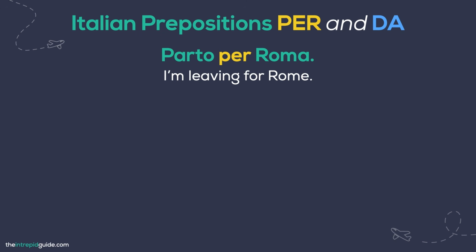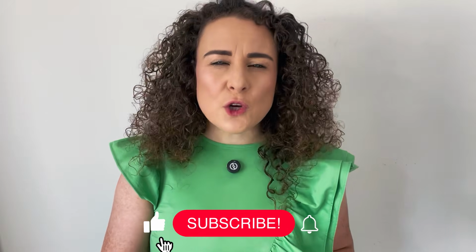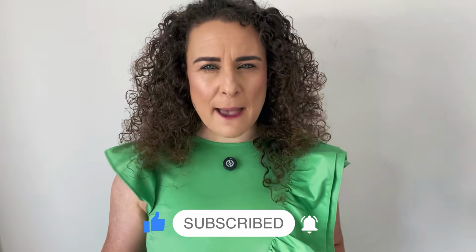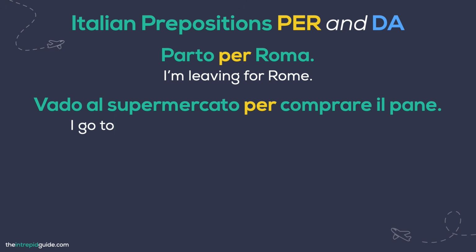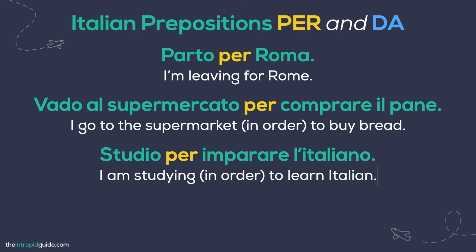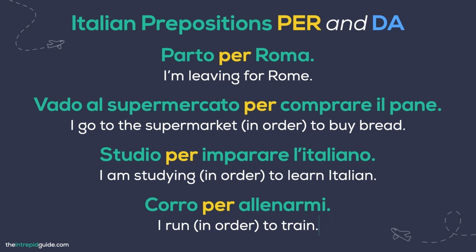Here's some more examples. Parto per Roma. I leave for Rome. The interesting thing about per is that you can also translate it to in order to. Take a look at this example. Vado al supermercato per comprare il pane. I go to the market in order to buy bread. Studio per imparare l'italiano. I am studying in order to learn Italian. Corro per allenarmi. I run in order to train.